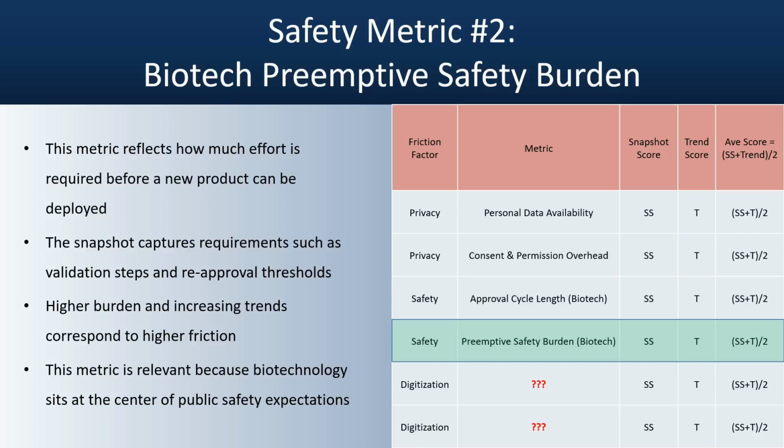This metric is relevant because biotechnology sits at the center of public safety expectations. How a country chooses to manage risk here, by blocking uncertainty up front or by allowing controlled iteration guided by advanced tools, provides a strong signal of how safety friction is likely to behave as technology accelerates.